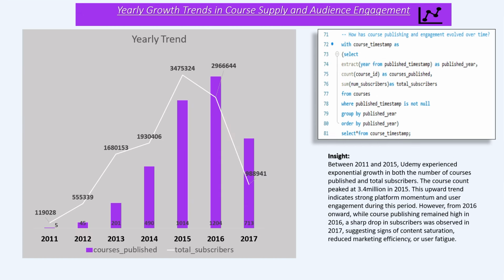Next, we will go to the yearly growth trends in course supply and audience engagement. Analyzing course publication over time, I found Udemy peaked in 2015. From 2016 onward, there was a decline in performance, possibly due to marketing saturation or quality variation.